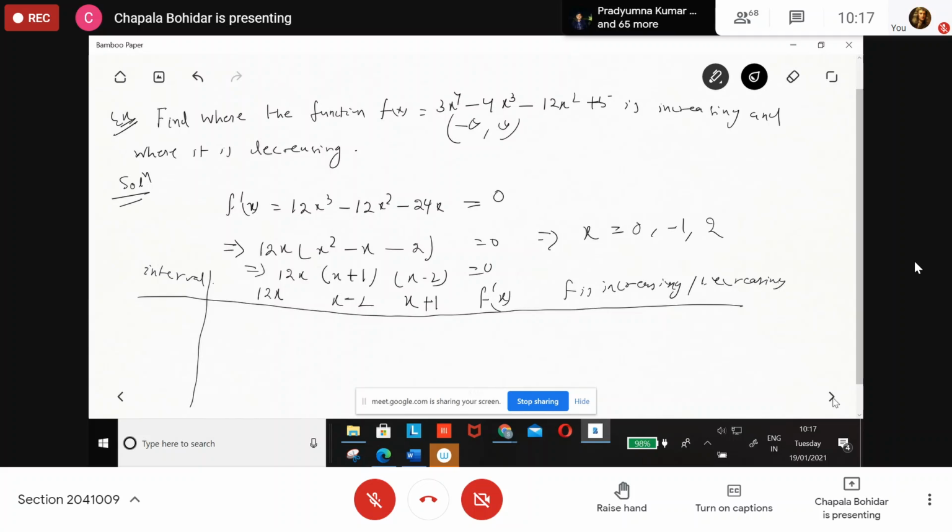The critical points are 0, -1, 2. So -1, 0, 2 you can say. So the first interval is minus infinity less than x less than -1. Then -1 less than x less than 0 is the second interval. Then the third interval is 0 less than x less than 2. Then the fourth interval is 2 less than x less than infinity.